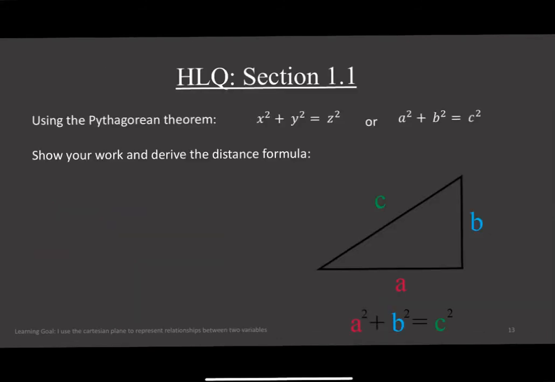And finally, your high-level question for this section is, using the Pythagorean theorem, whichever form of the two you are more comfortable with, I would like you to show your work and try to derive the distance formula, which we've seen quite a bit today.